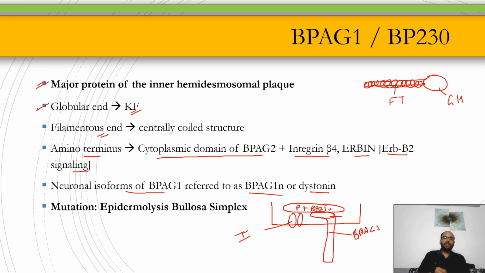Mutations in this protein cause epidermolysis bullosa simplex. Clear? Because it is a very superficial protein, the split will be superficial, so the disorder will be EB simplex.